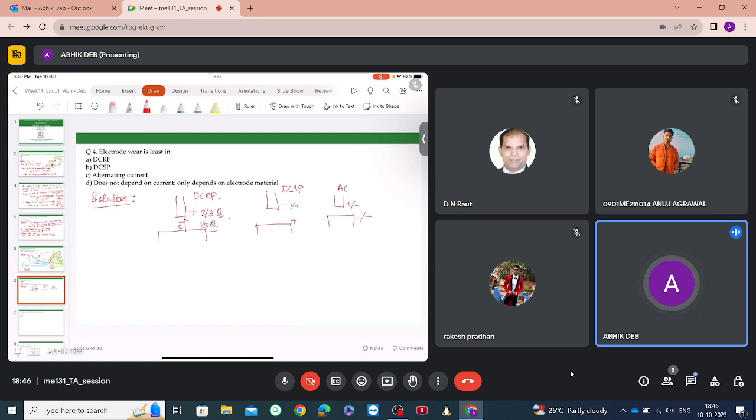Here one-third of the heat will be generated in the electrode, and two-thirds of the heat will be generated in the workpiece. Here it will be, since it is reversing, so for some time it will be two-thirds on the electrode and one-third on the workpiece, and for other 50% of the time it will be one-third in the electrode and, sorry, two-thirds on the workpiece. So it can be said that half and half of the heat will be generated in this case over the entire cycle. Okay. Now, the more the heat generated, the more will be the wear, right?